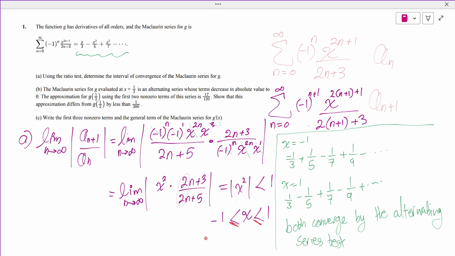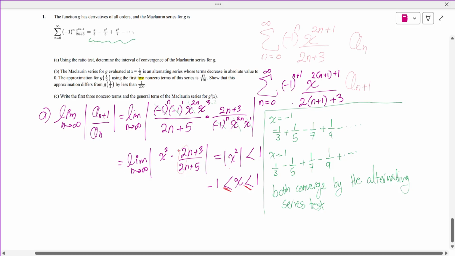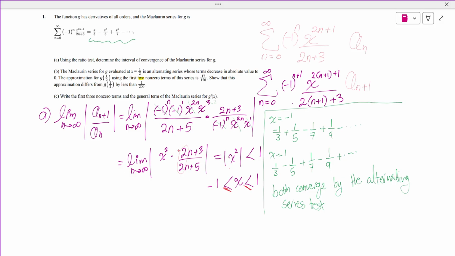So 1/2 is the value of x. The approximation for g of half using the first two non-zero terms. This is important. The first two non-zero terms of this series give 17/120. Show that this approximation differs from G of half by less than 1 over 200. So we are looking at the alternating series error bound.